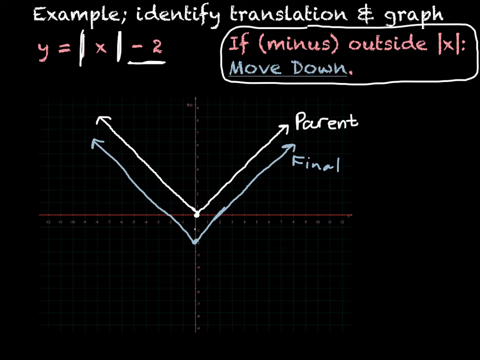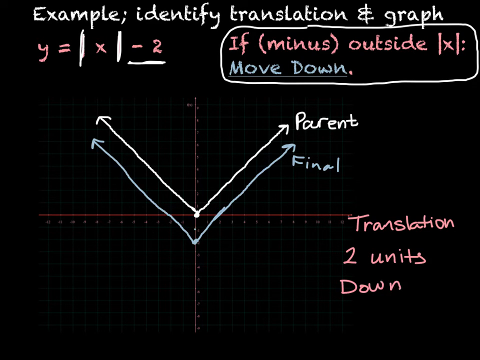And what did I do? Describe your movement. It is a translation 2 units down. And that would be your description, and you're done.